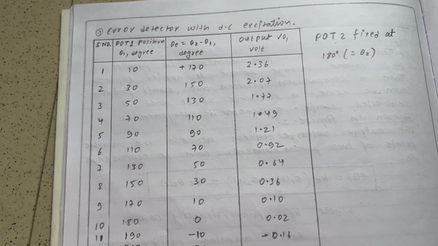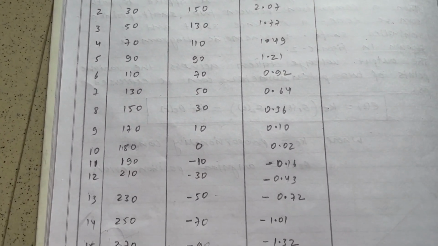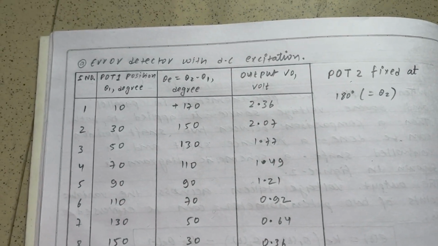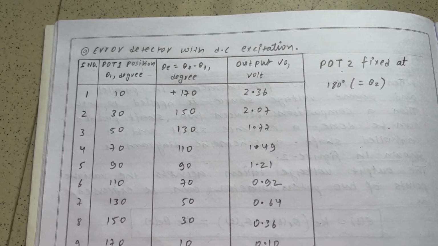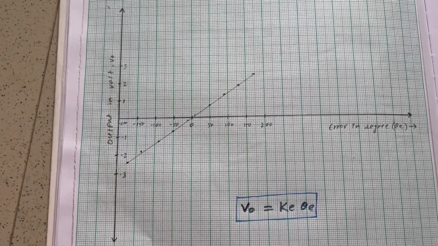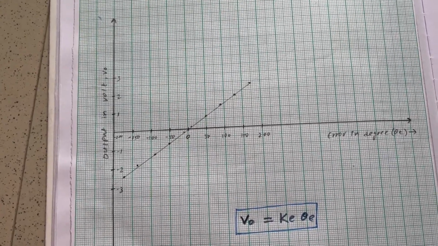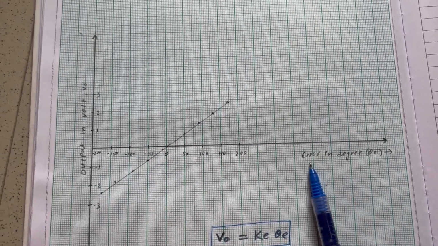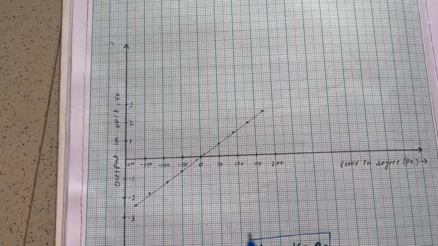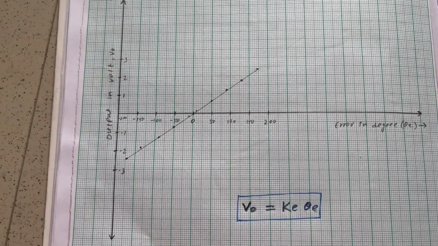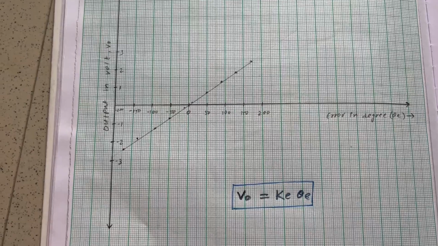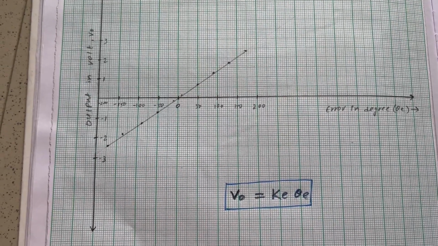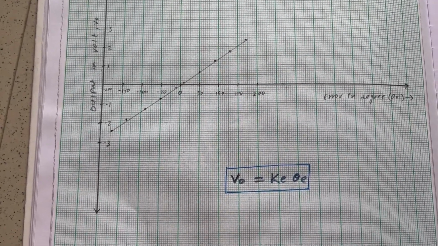So now we will plot the graph between angular position error and the corresponding output voltage with the help of this table. So let's do that. So here is the graph that I have plotted with the help of that table between the angular position error and the corresponding output voltage. From this graph it is very clear that it is coming as a straight line, which means that the output voltage is proportional to the displacement.